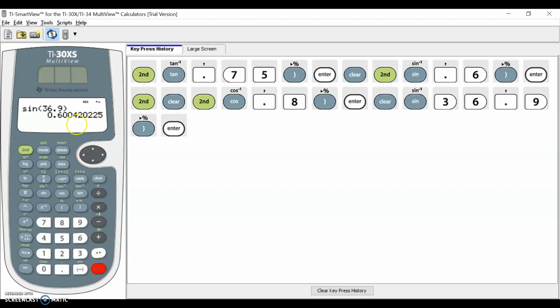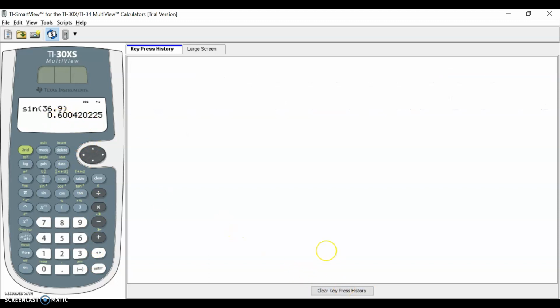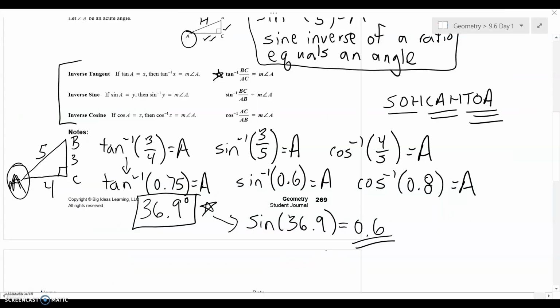And it's a little off on rounding because we cut the angle off at the nearest tenth, but you can see pretty clearly it's going to be 0.6. And I'll clear that key press history. So that's the idea of an inverse tangent, sine, cosine. That's what they're used for.